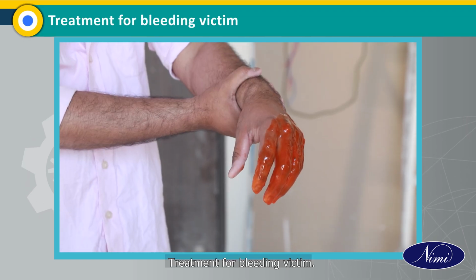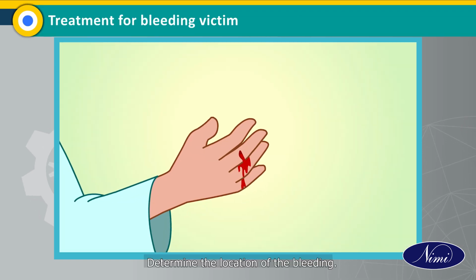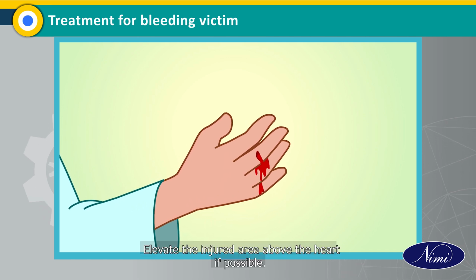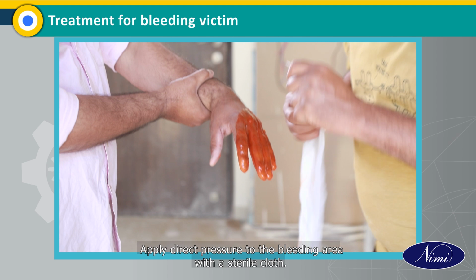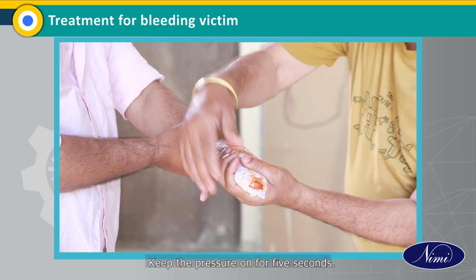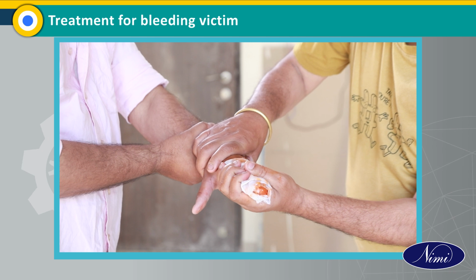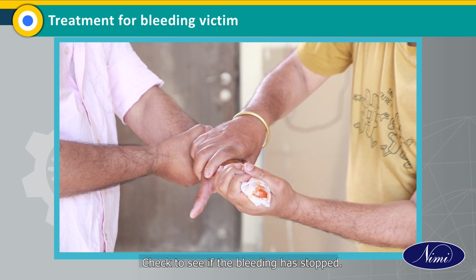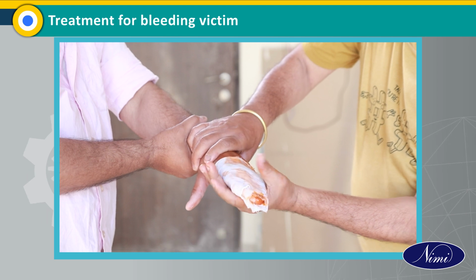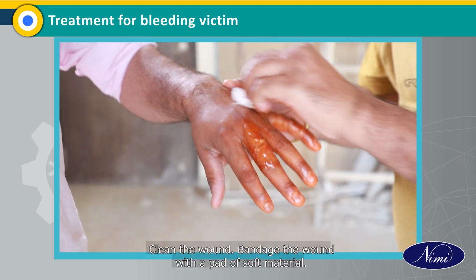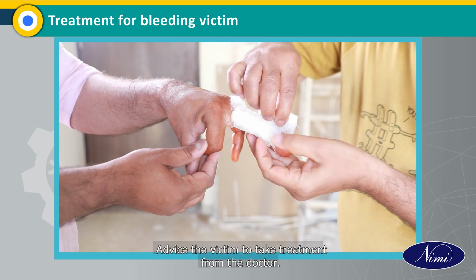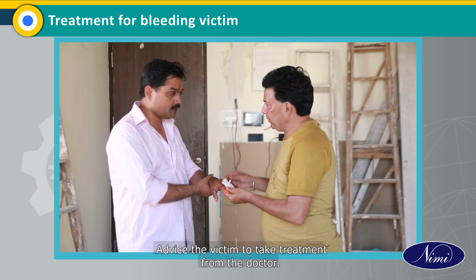Treatment for a bleeding victim. Determine the location of the bleeding. Elevate the injured area above the heart if possible. Apply direct pressure to the bleeding area with a sterile cloth. Keep the pressure on for 5 seconds. Check to see if the bleeding has stopped. If not, apply further pressure for 15 minutes. Clean the wound. Bandage the wound with a pad of soft material. Advise the victim to take treatment from the doctor.